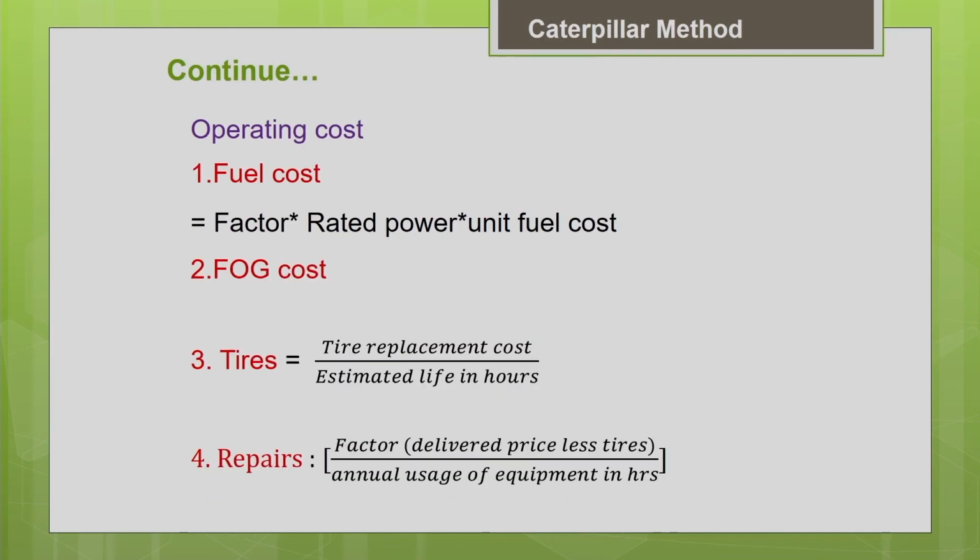Let us move on to the operating cost. Under operating cost, we are going to discuss the cost of consumables. Firstly, we will discuss the fuel cost. There are different handbooks which provide you the information on the fuel consumption factor.